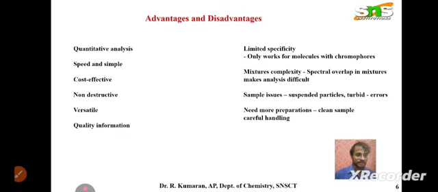And for sample preparation, we have to be very careful. That's why it needs more preparation of the sample. Cuvettes should be very clean. If there is any small impurity, it will be sensitive to those impurities and may give some extra peaks also. That's why it shows some disadvantages here. So these are some of the advantages and disadvantages of UV visible.